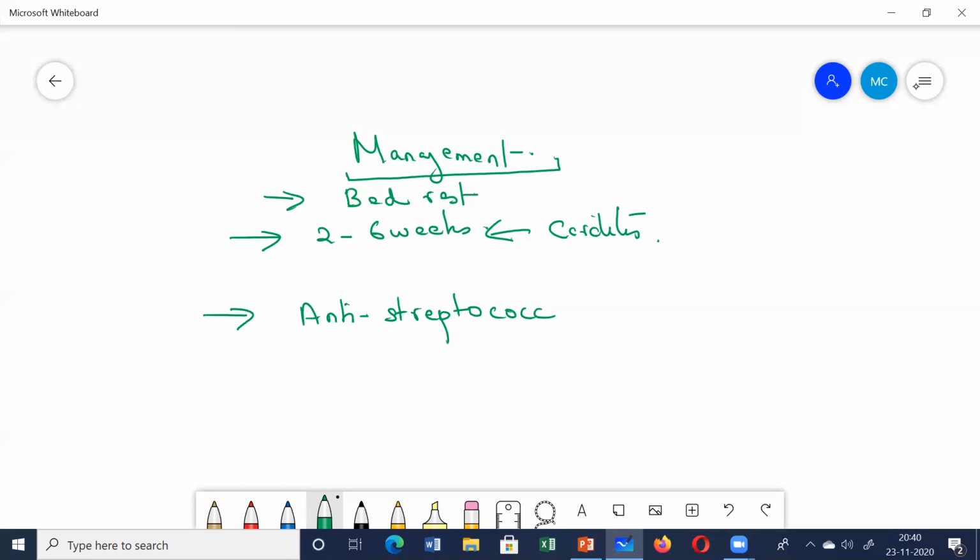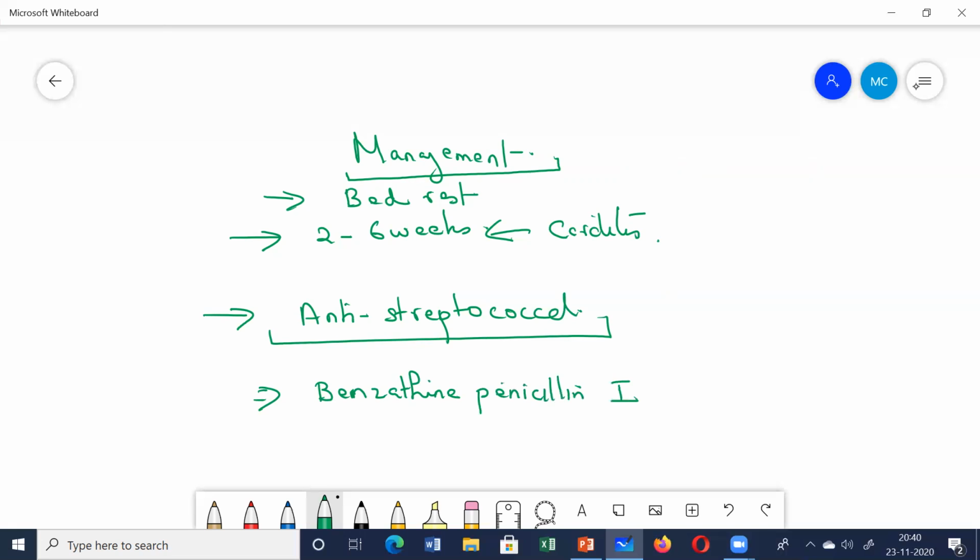Anti-streptococcal therapy, like you can give a single injection of benzathine penicillin. A single dose of benzathine penicillin is given by the intramuscular route, 1.2 million units. A single dose. You have to give anti-streptococcal therapy even if the throat culture comes out negative.